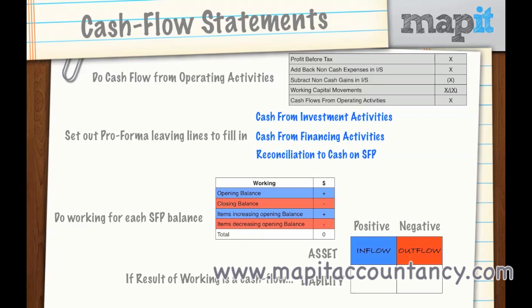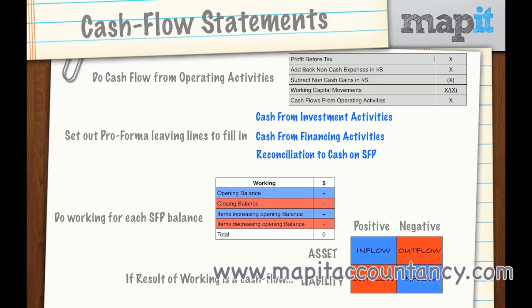And if it's a liability that you're doing this working for, let's say it's a long-term loan, well then it'll be the other way around. If the answer is positive, it'll be an outflow, and if it's negative, it's an inflow. So if you learn that little table, that little chart, that will interpret the answer that you get on your workings.